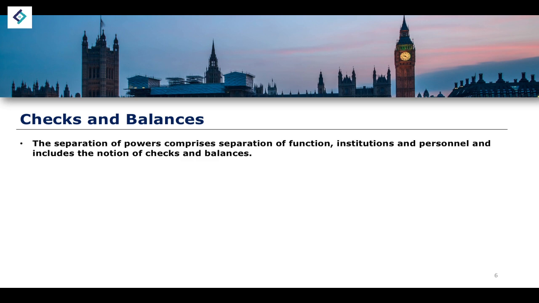Well, the separation of powers comprises separation of function, institutions, personnel, and power itself in their ability to do things. So the function of Parliament, for example, is different to the function of the judiciary in the United Kingdom system. But this idea also implies the idea of a check and balance system as well. And this is really where we can look at the US system to have a bit of comparative analysis.